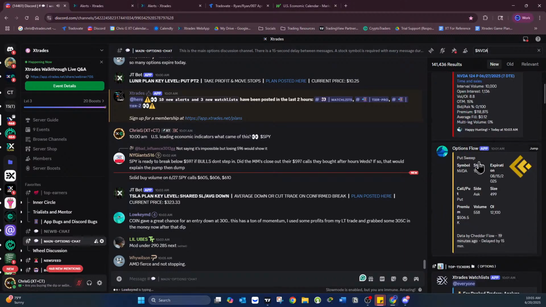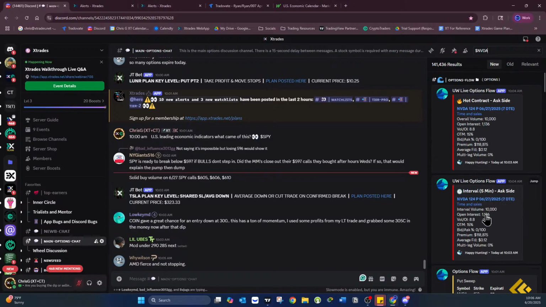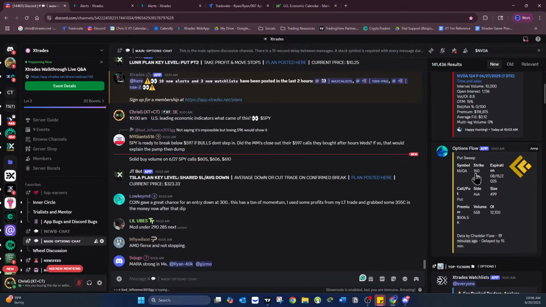Let's look at other ones. Looks like this was... Is this the same exact trade? Yeah, this is the same exact trade. Let's see what else we got.